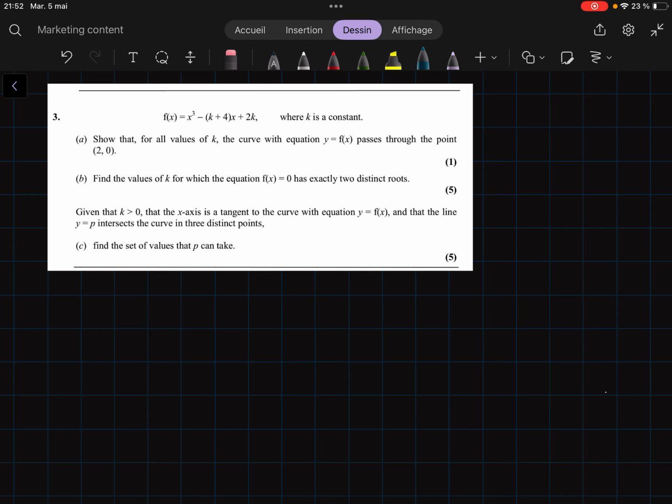Part A. This is a freebie, people, so always make sure to read through the exam. You are asked to show that for all values of k, the curve passes through this point. All you have to do is to show that f of 2 is equal to 0, and you are done.